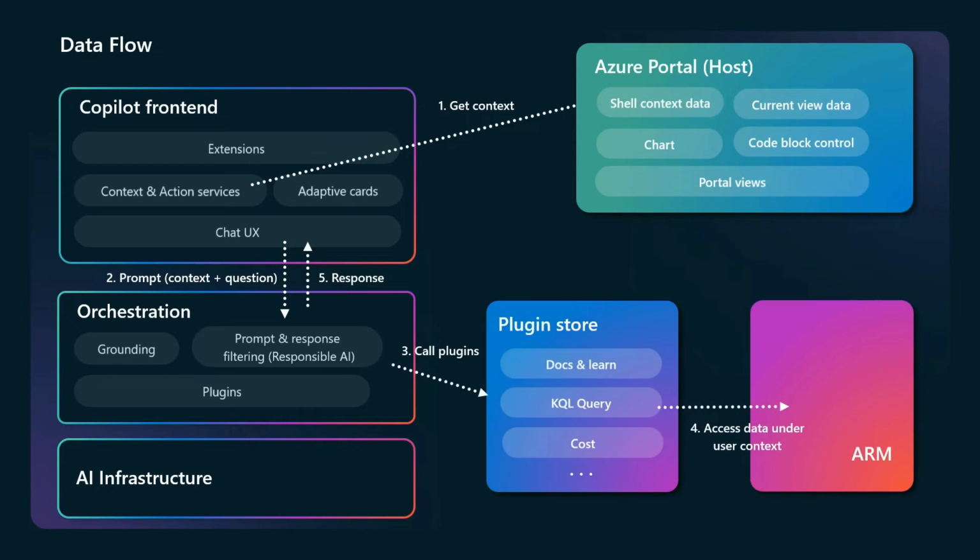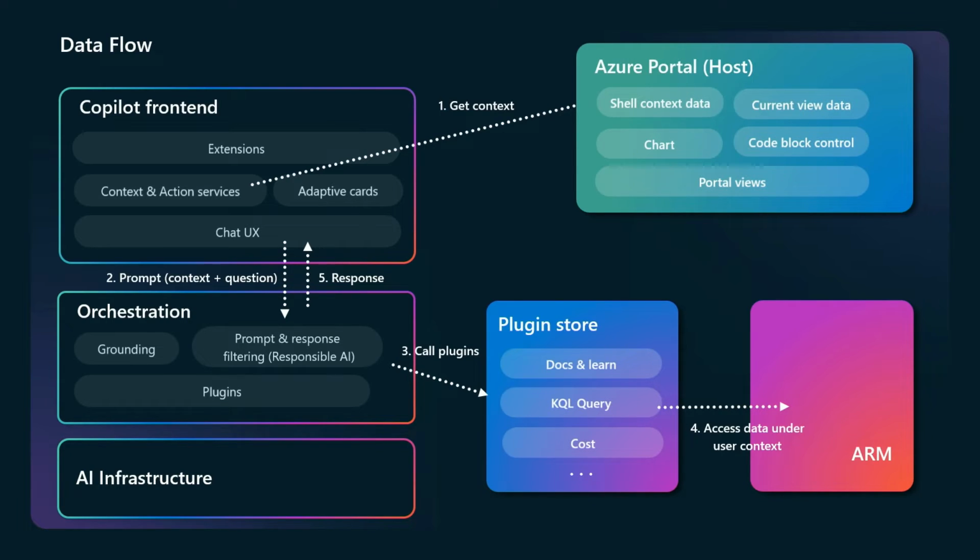All of this is, again, in the context of you as a user. The data and the access that Copilot has is always in the security context of the user. So, for example, if you as a user don't have access to that data, Copilot will not have access to that data. Or if you do not have permissions to run an ARM operation or an API call, Copilot will not be able to do that and will come back and share the relevant error or information back to you.